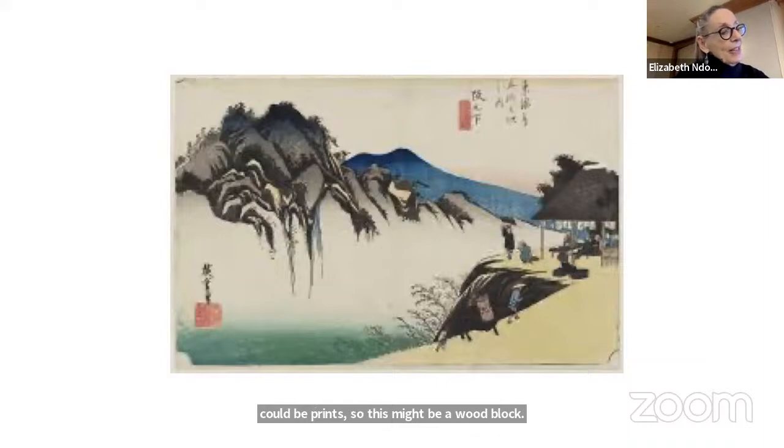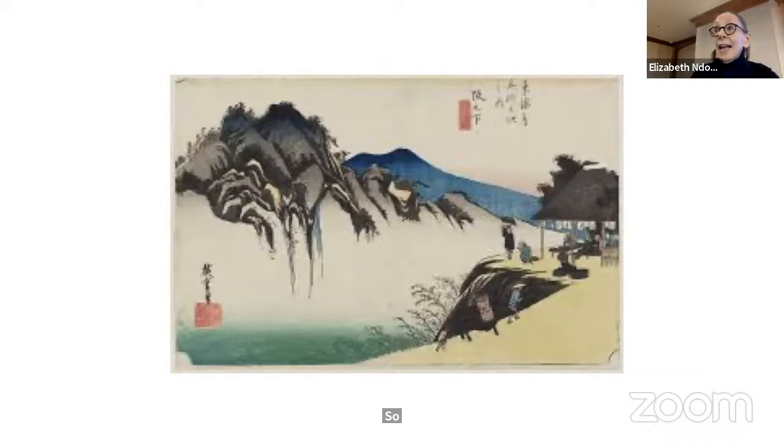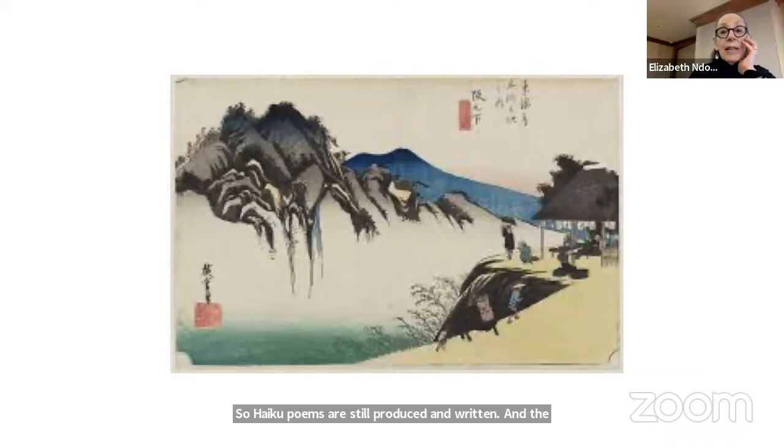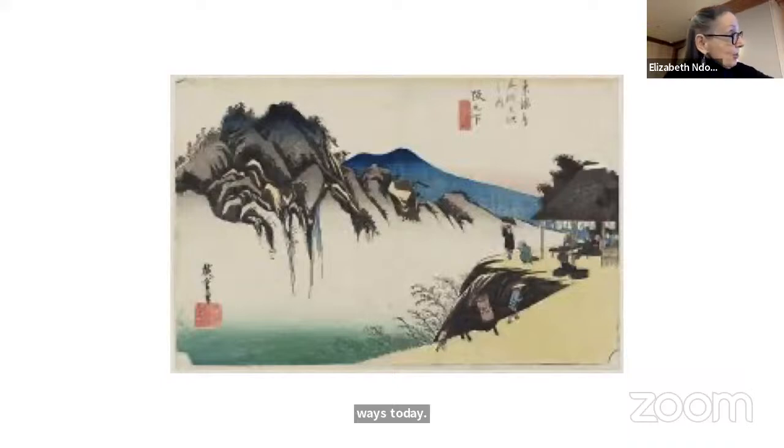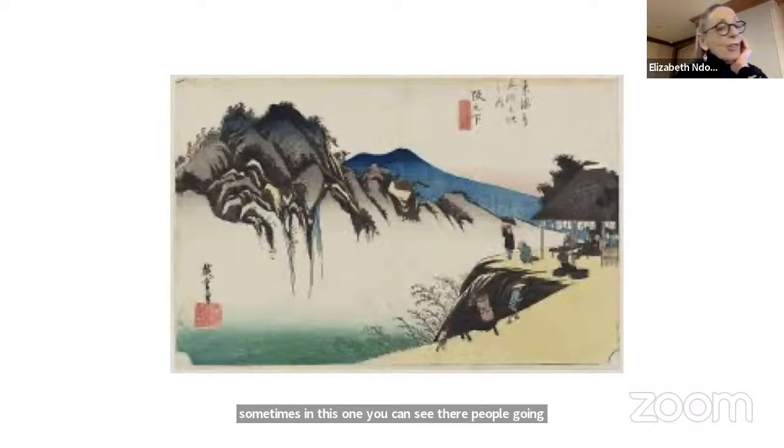And though traditional style Haiga is still produced today, contemporary artists experiment with digital art, photography, and all kinds of media. So haiku poems are still produced and written, and the art that's done to illustrate it is done in very modern ways today. And I think I have some pictures of that as well. And sometimes in this one, you can see there are people going about their daily tasks. The image has a lot to do with what the poem is saying, but I don't know what this poem is.